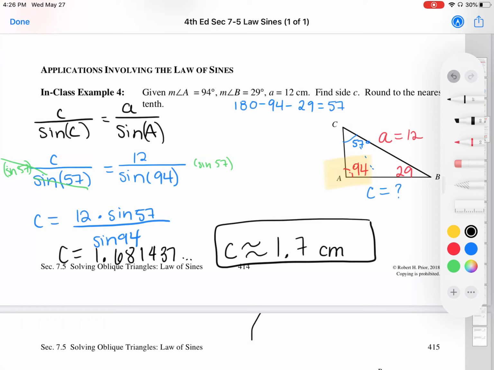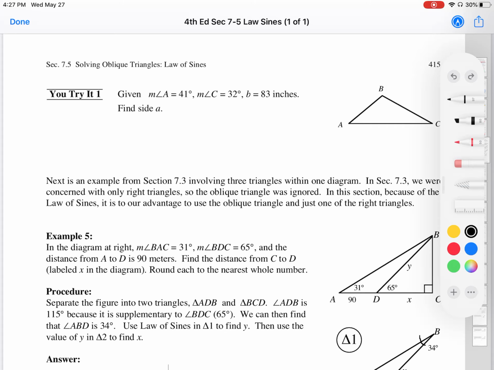Go ahead and try You Try It 1. All right, I'm going to go ahead and solve it. If you haven't done so, it's a good time to pause the video, give it a try on your own, and unpause it so you can see what the work was.